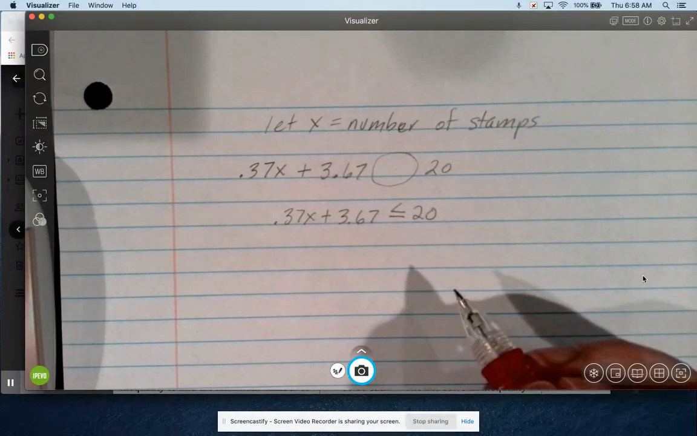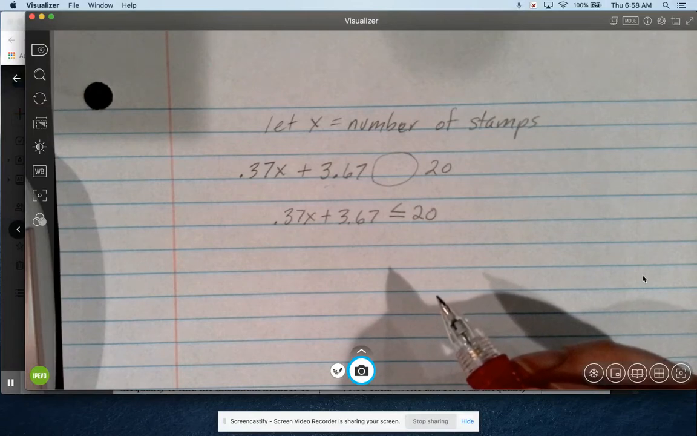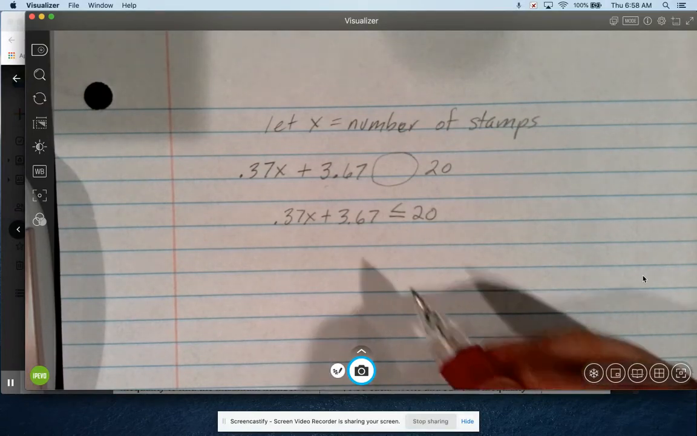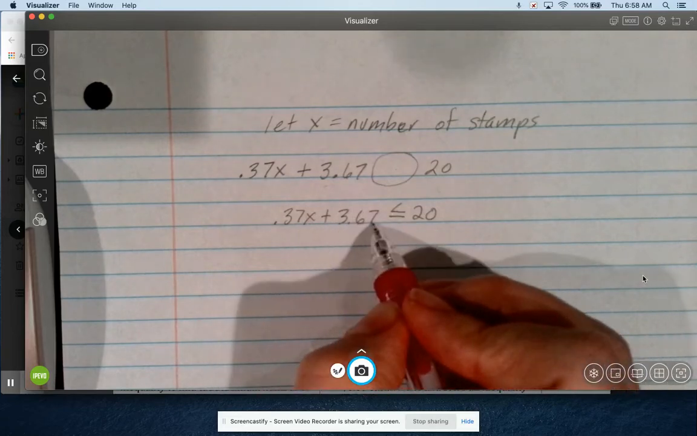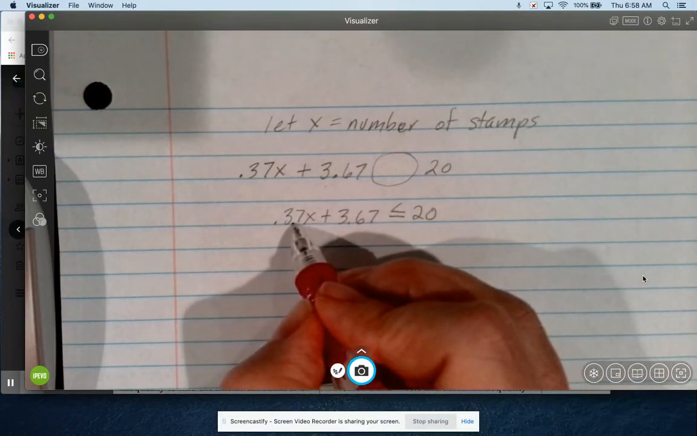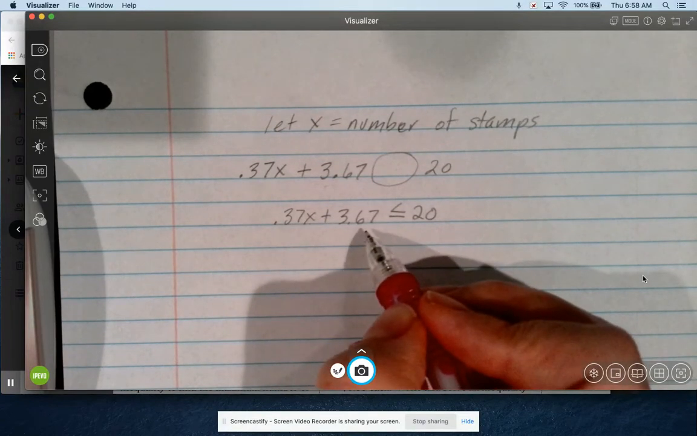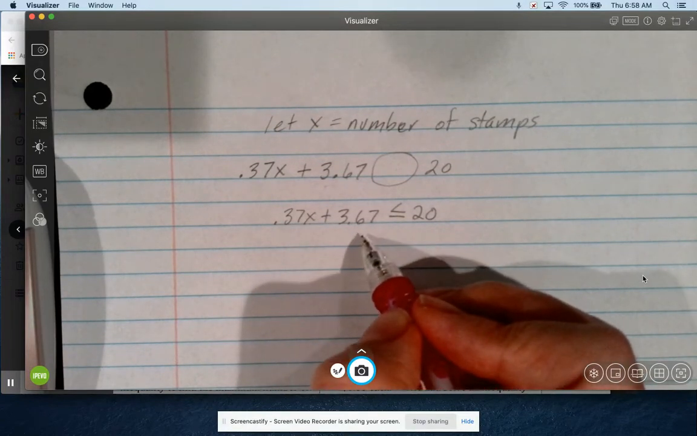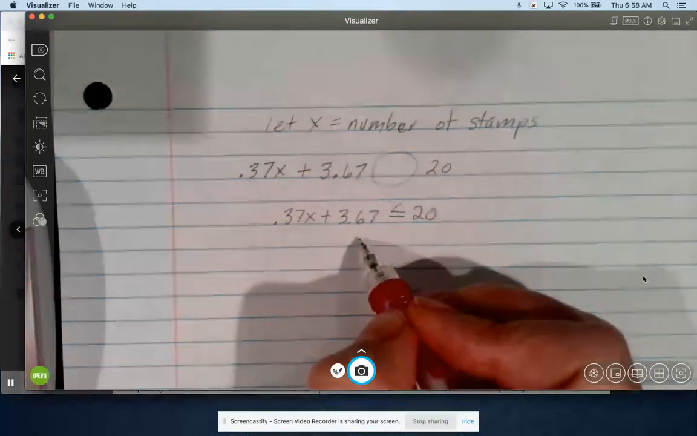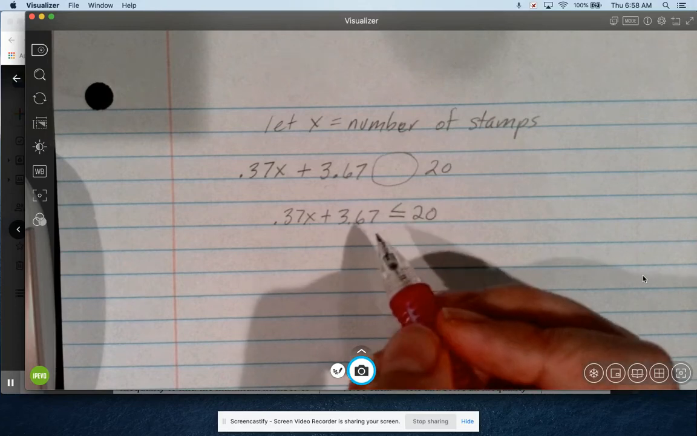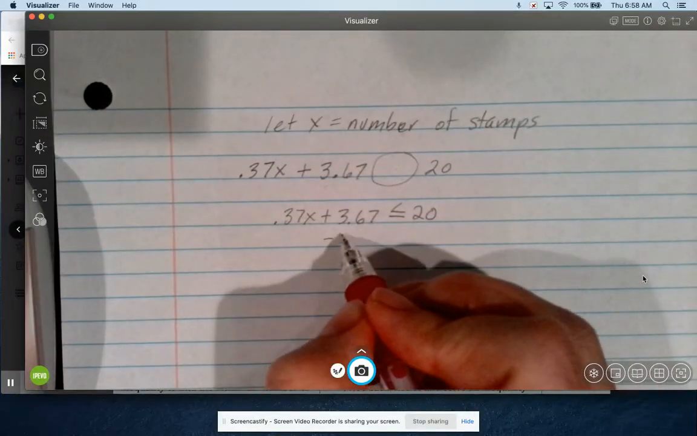Now the rest of it is so similar to a two-step equation. All we have to do is take care of the constant. This is the coefficient. This is the variable. This is the constant because it is not being multiplied by the variable. It is always going to be 3.67. We're not going to multiply it times the number of something. So I subtract the constant first.